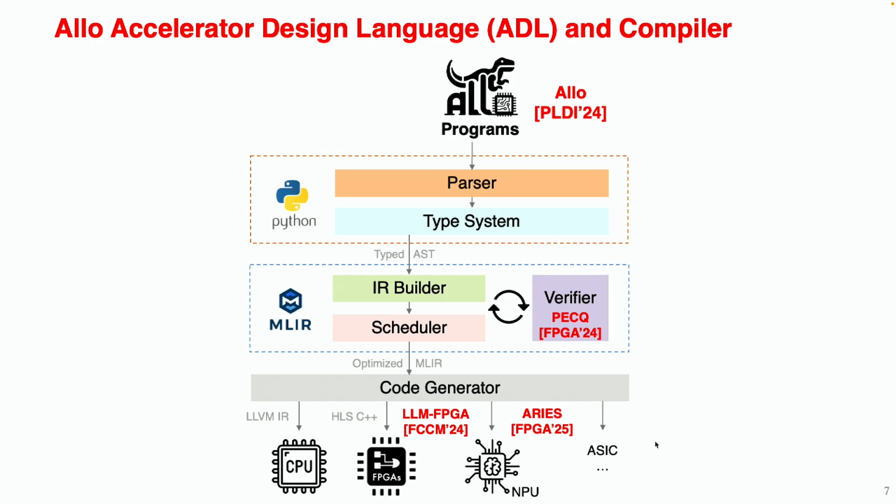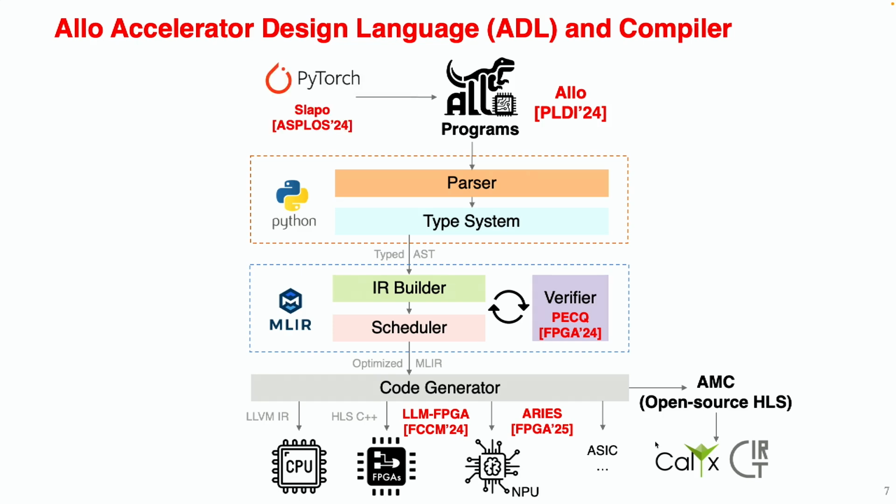On the back end, Allo supports multiple target devices, including CPU for simulation, FPGAs and ASICs for accelerator design, and AIE for edge acceleration. We are also building an open source HLS backend that lowers the MLIR code to Calyx and the CIRCT project. For the front end, we have a PyTorch interface that can directly import PyTorch models and generate efficient accelerators.